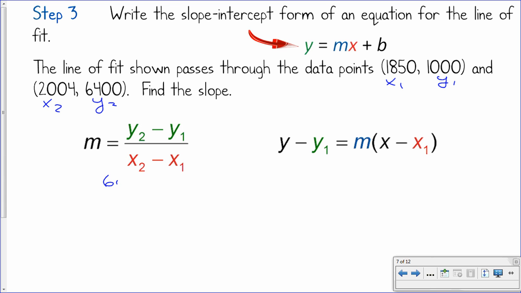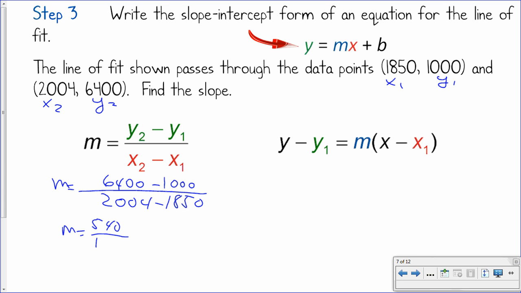Okay, so I got 6,400 minus 1,000 over 2004 minus 1850. Okay, what's that end up giving me? 154 and 5,400. You sure? What's my top number? 5,400. 5,400, good. And my bottom number? 154. Okay, now, I want you to notice something about the slope. Those numbers are pretty big, aren't they?